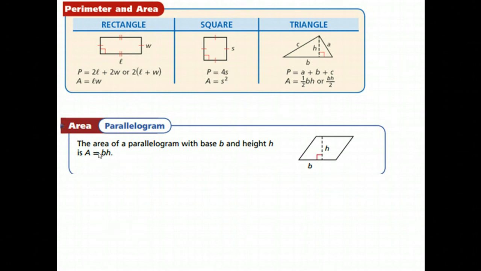And here's our new one. It's the area of a parallelogram. So the area of a parallelogram is equal to the base times the height. For a parallelogram, again, any of the sides, just like with a triangle, can be the base. But notice the height has to make that right angle with that side.